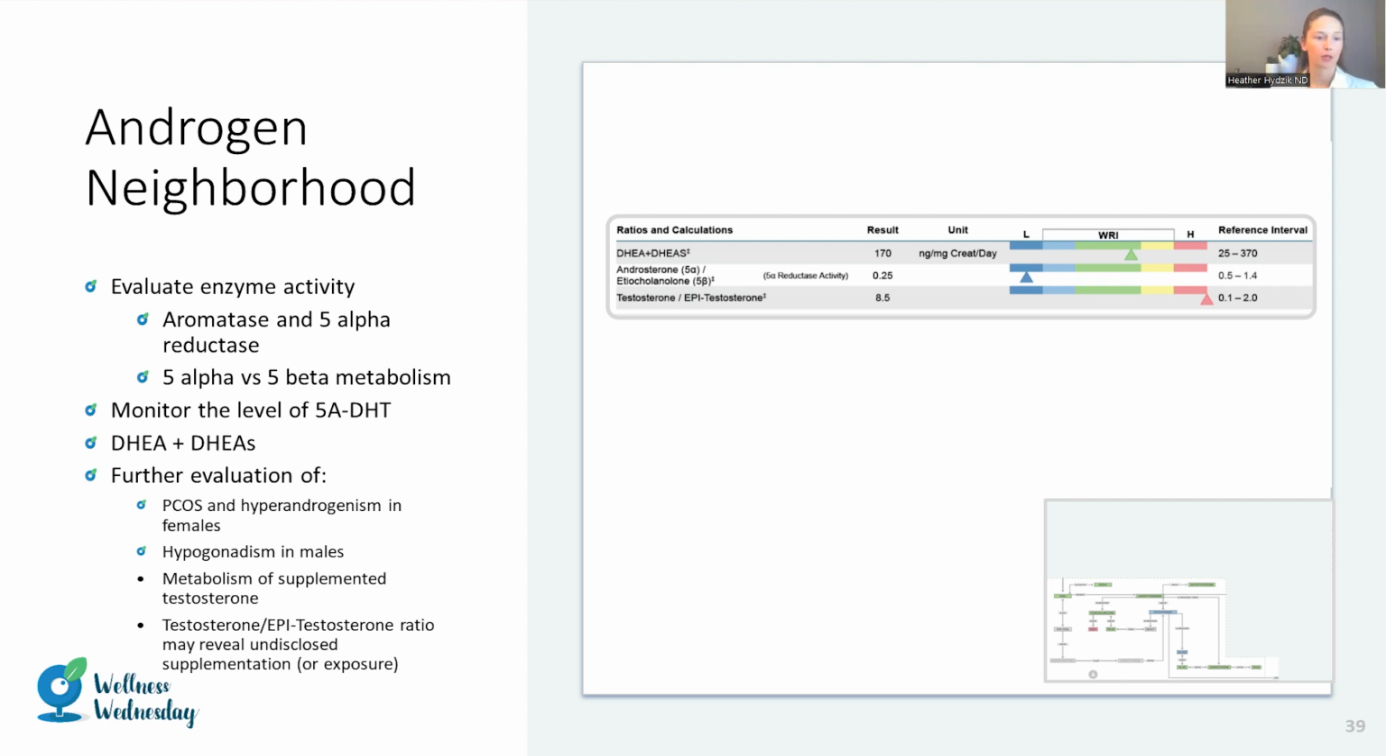And then I'm just going to read these bullets on the bottom. Looking at the androgen neighborhood can help you evaluate conditions like PCOS and hyperandrogenism in females, hypogonadism in males, metabolism of supplemented testosterone, obviously. And then, like I said, that testosterone to epi-testosterone ratio may reveal undisclosed supplementation or exposure.